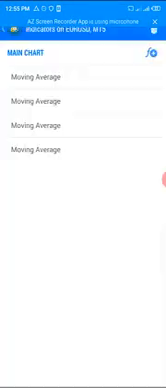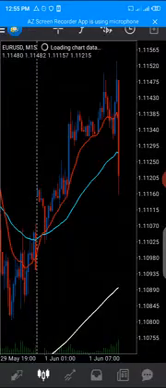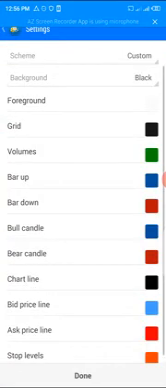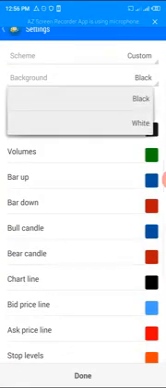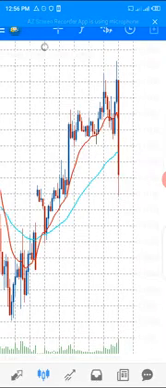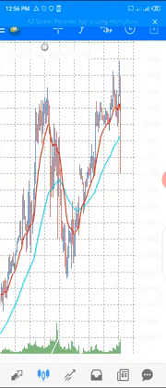So this is a black background. Let me just change my background to white. This is where I will go to settings, go to colors, background. I will choose white. Then I'm done. Yep, this is my chart.